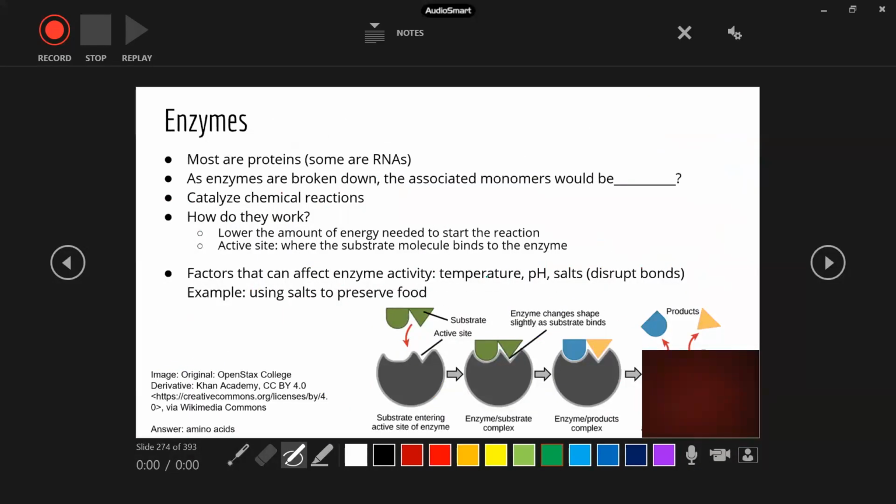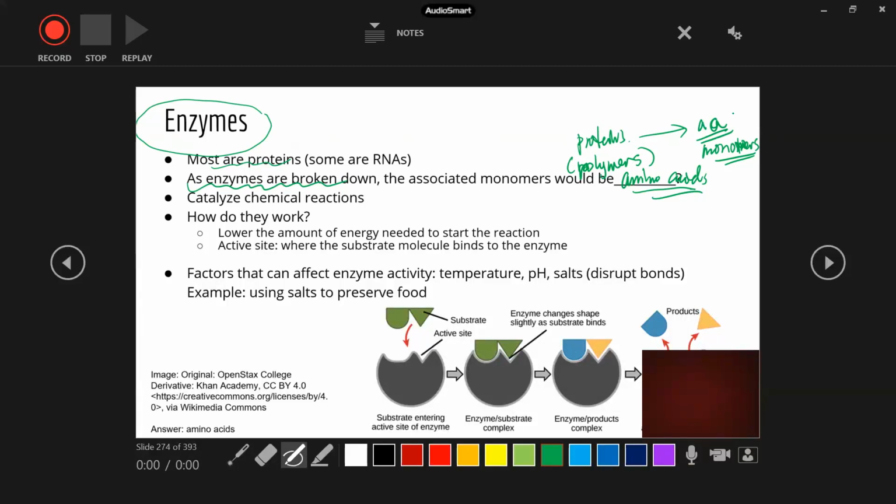Okay, next, enzymes. Enzymes are a very important group of proteins. And if you look at the TEAS study manual, there is a question on enzymes. It tests your knowledge about what kind of molecules enzymes are. If enzymes are broken down, you will get the associated monomers that make up those enzyme molecules. And those monomers should be amino acids, right?